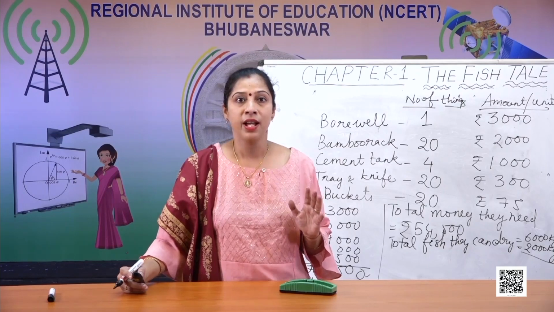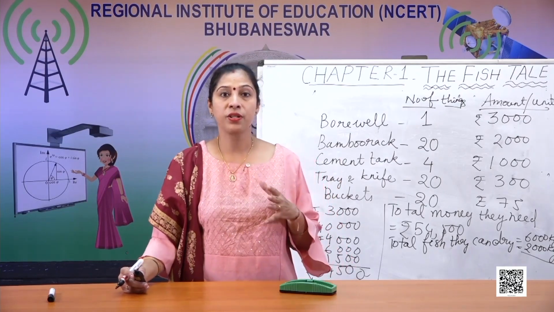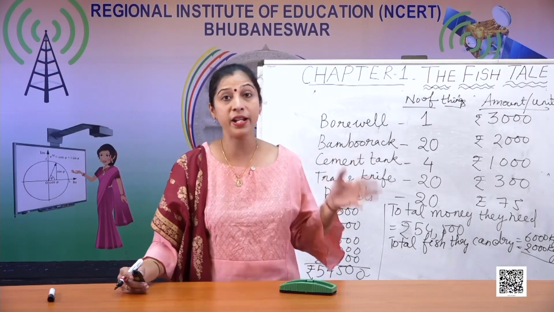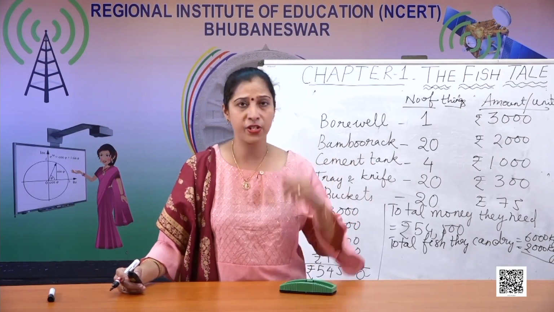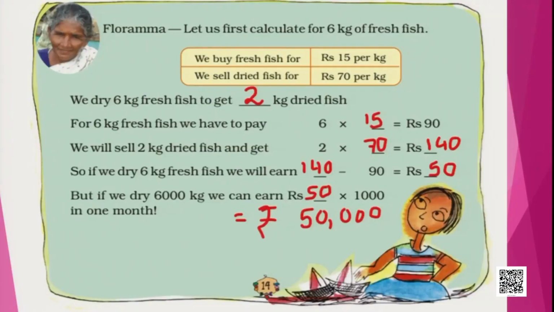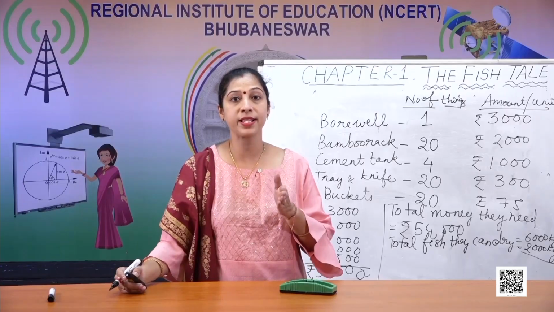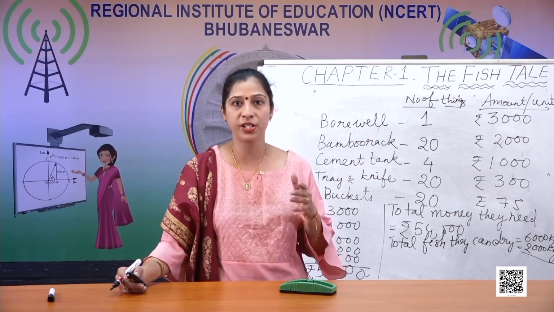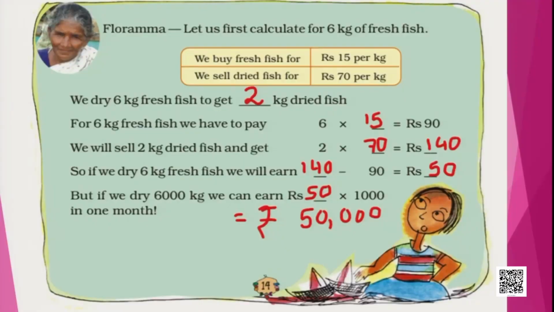Now let's calculate how much money they are actually spending for drying this fish, because they have to spend some money also. We dry 6 kg fresh fish to get 2 kg dried fish. Now for 6 kg fresh fish, how much money do we have to pay? We have to pay 6 into 15, because when we buy fresh fish, it is 15 rupees per kilo. So 6 into 15 is equal to rupees 90.